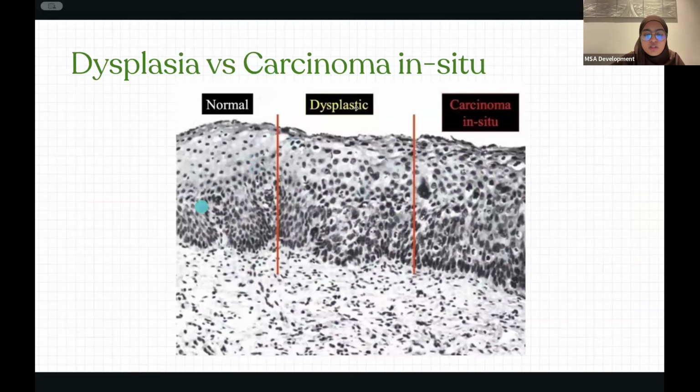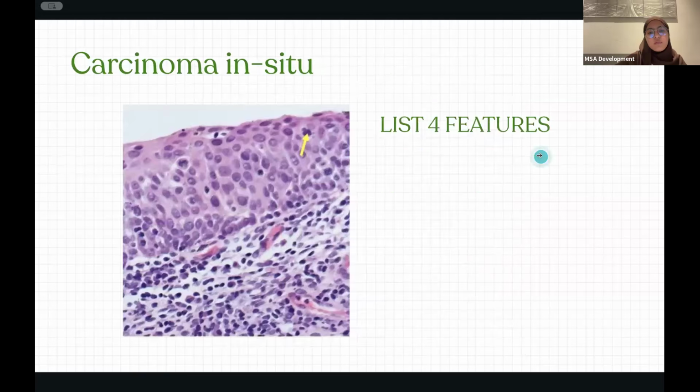Now, these are the differences, just to put it all in. You can see that dysplasia occurs on the lower part of the epithelium, still didn't get to the top yet. In contrast, carcinoma in situ involves the whole thickness of the epithelium. Now, this was a question in an SAQ given previously. It says, list 4 features of carcinoma in situ.